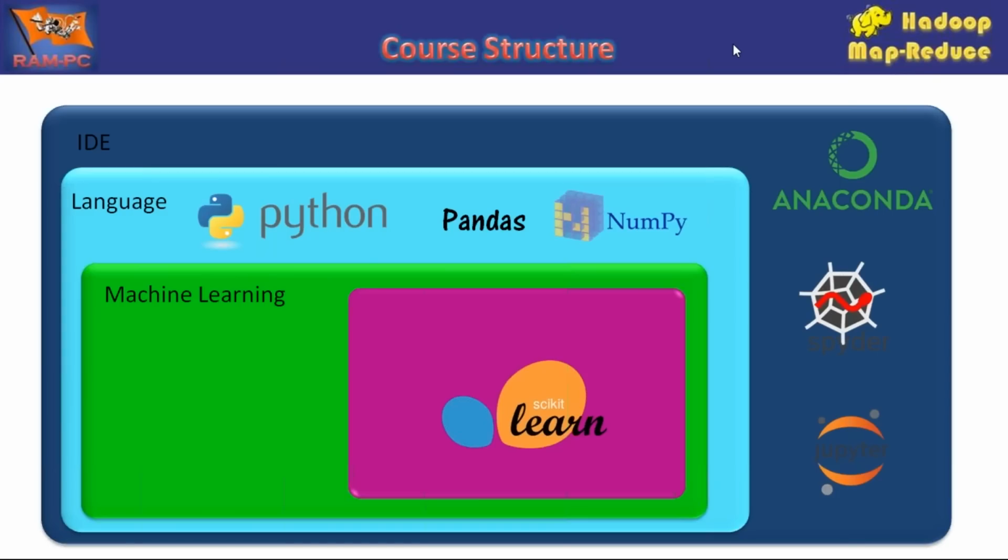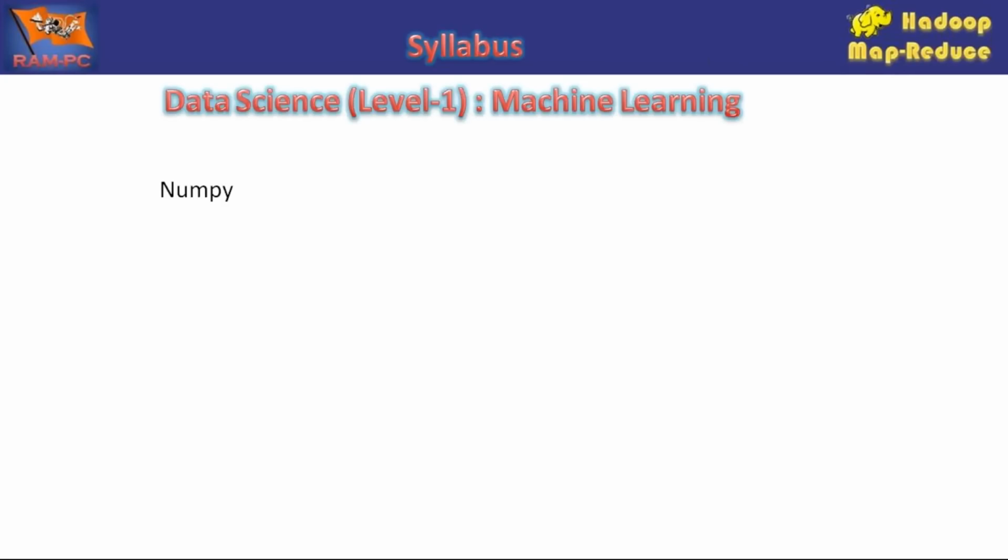What we will learn here is machine learning. Our main concept is that we are starting from machine learning. This course is dedicated to machine learning concepts. It is not covering big data concepts or deep learning concepts at all. It is only a machine learning course. This is data science level 1, that is, machine learning.